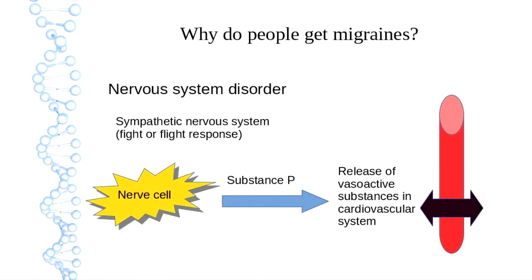Another theory is that migraines are related to a nervous system disorder, that when someone becomes stressed out, what kicks in is the sympathetic nervous system, or the fight or flight response. Nerve cells release something called substance P, and that causes vasoactivity within the cardiovascular system, so you start getting that constriction or relaxation of different blood vessels, and that might affect blood flow to the brain, causing a headache.